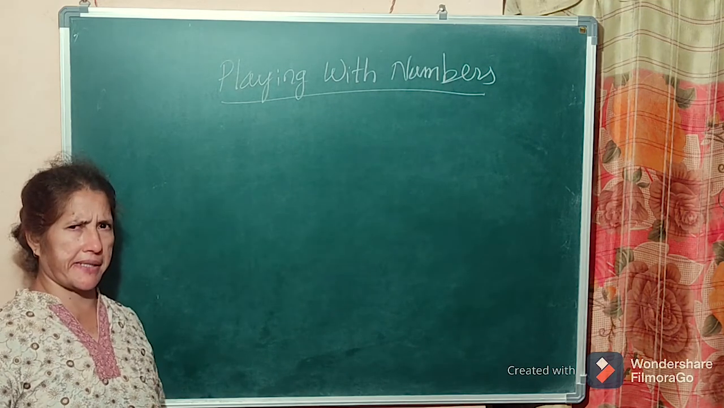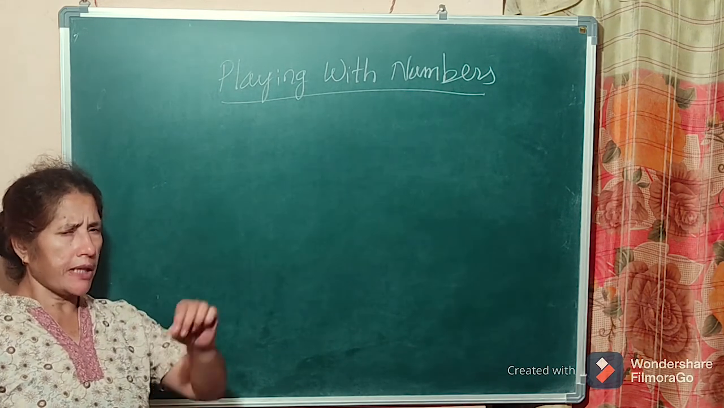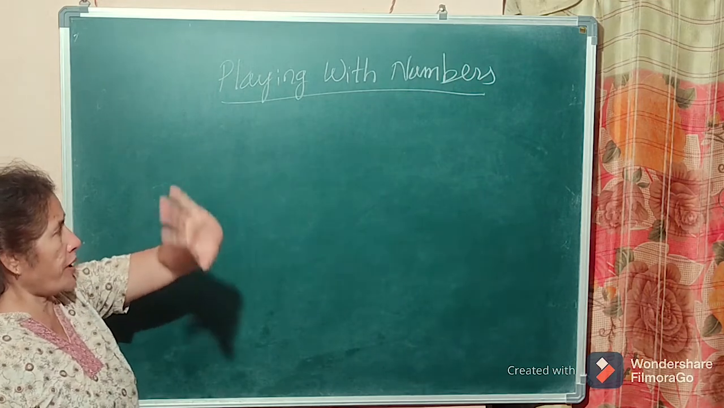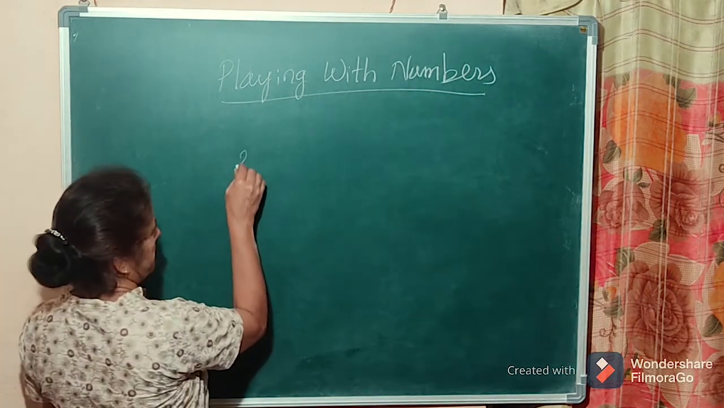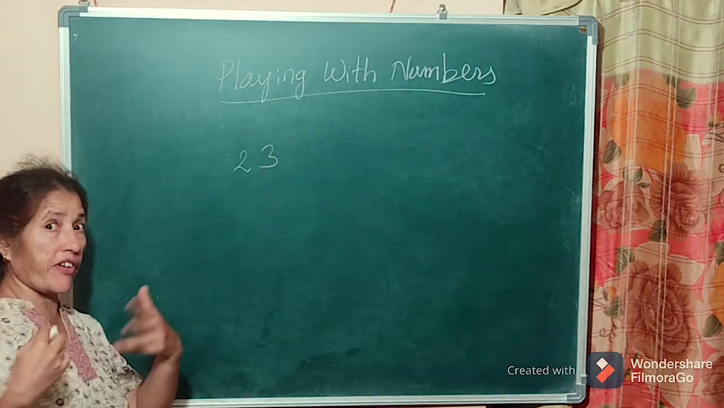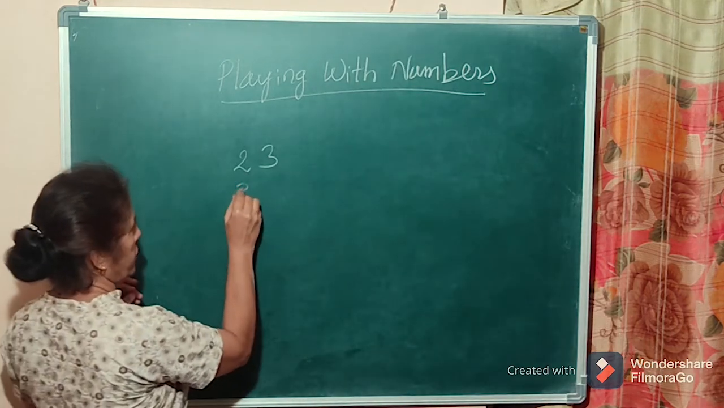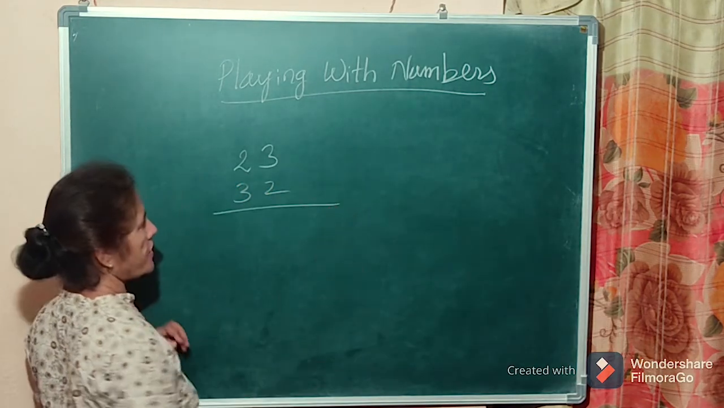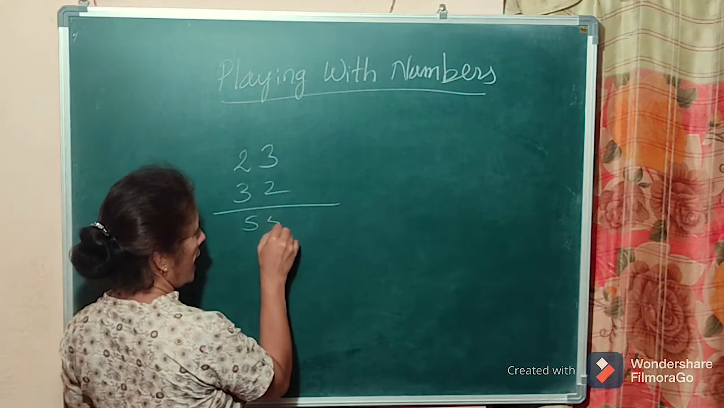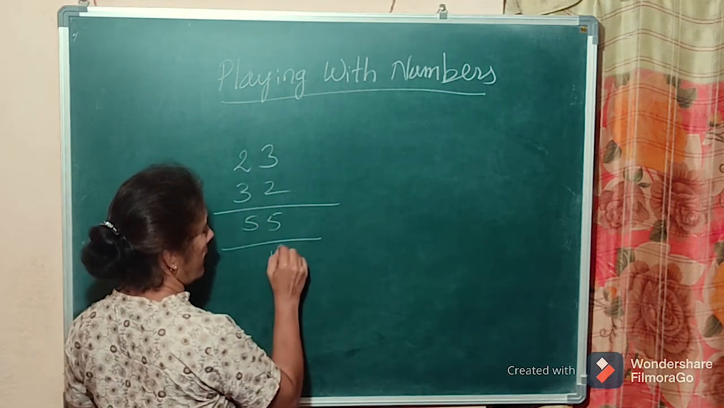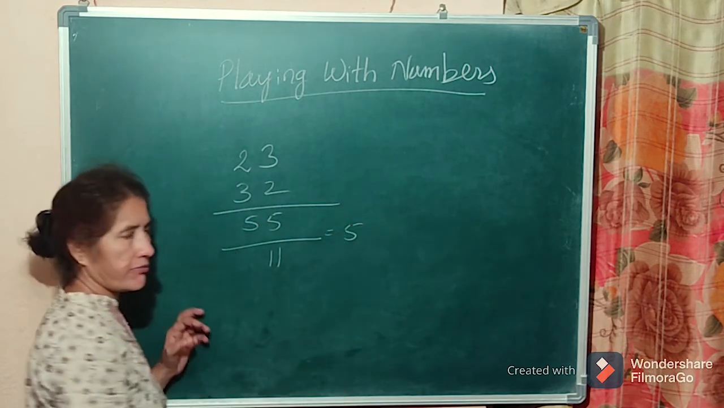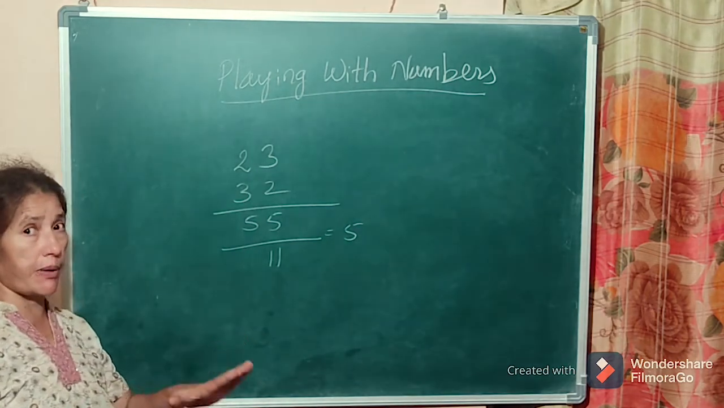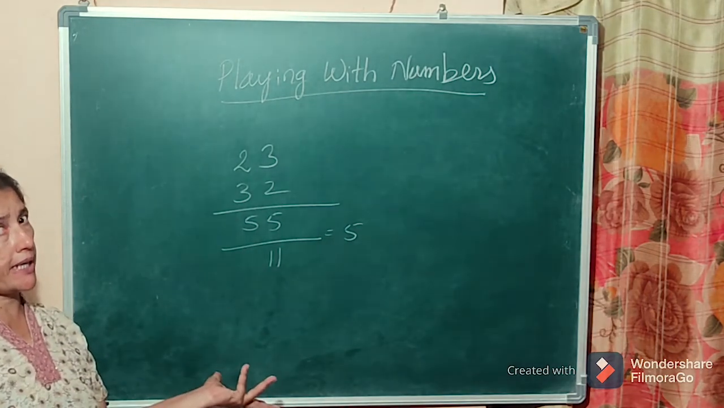The trick is like this. For example, if I say, think of a two-digit number, I think of 23. I said reverse it, you'll get 32. What is 23 plus 32? 55. And you are asked to divide by 11. 11 5s are 55. It is completely divisible by 11 or the remainder is 0.